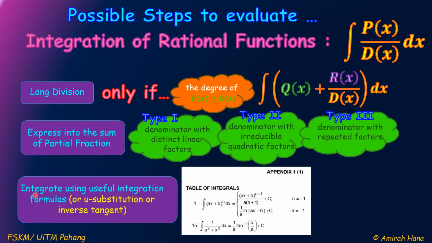After that, we can integrate using useful integration formulas, which means we use the formulas given in the appendix. That is formula number 1 for n not equal to -1 and n equal to -1. We can also use formula number 15, which is inverse tangent, depending on the type of partial fraction.